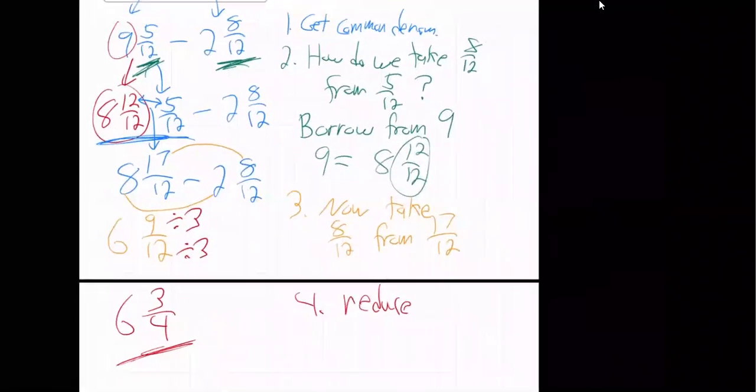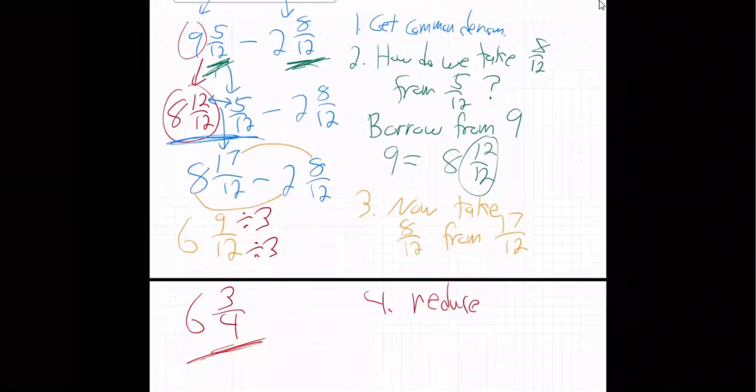So there's the whole problem. So that's probably the trickiest thing in this section, having to borrow with mixed numbers. Questions I can answer on that one?